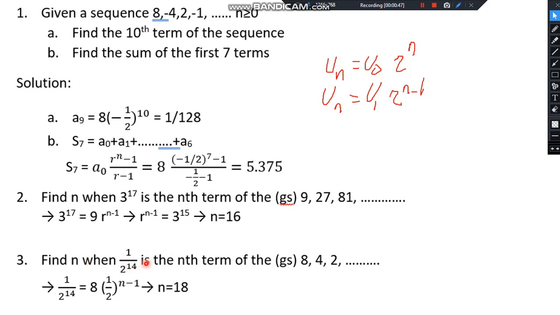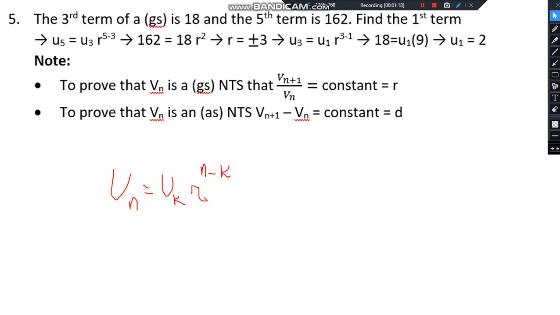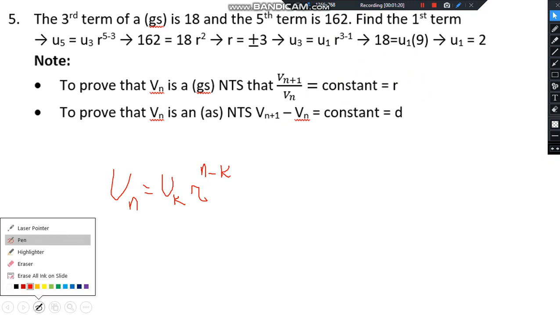Find n when 1 over 2^14 is the nth term of the geometric sequence. Here r is half, as you can see. So 1 over 2^14 is 8 times (1/2)^(n-1). Here it's 2 cubed. So (1/2)^(n-1) is 1 over 2 power, if you add to it 3, 2 cubed, 17. So here you have a power 17. So n minus 1 equals 17. So n is 18.